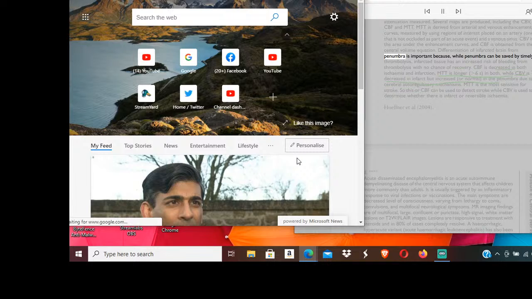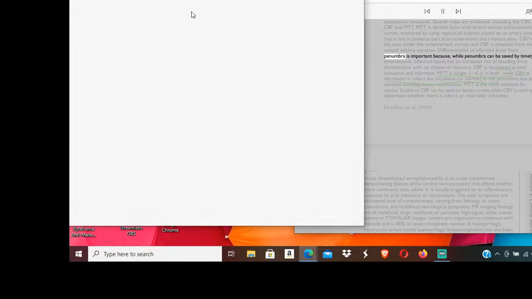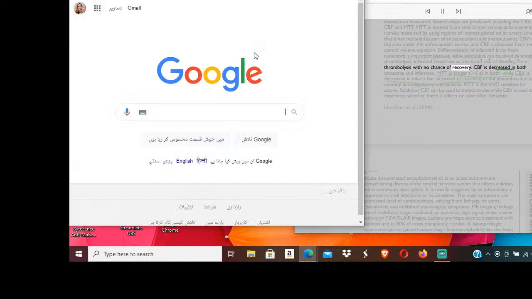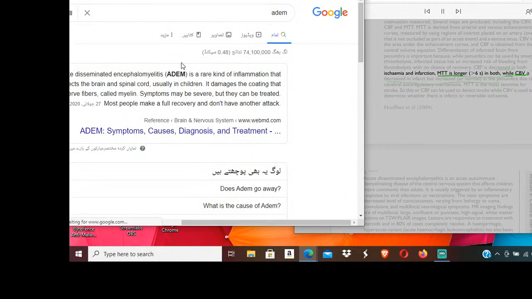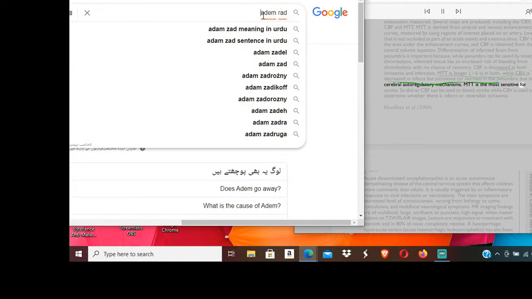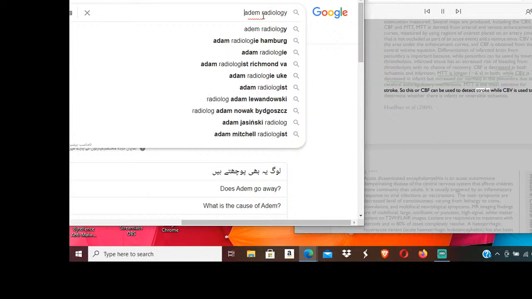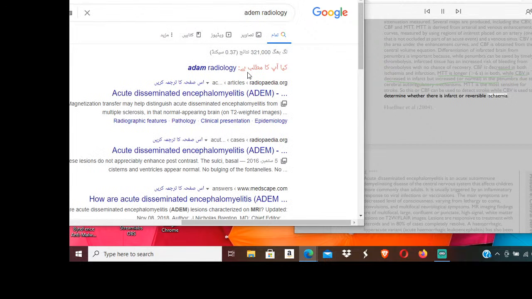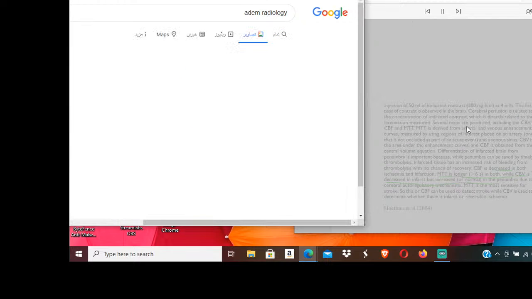Differentiation of infarcted brain from penumbra is important because, while penumbra can be saved by timely thrombolysis, infarcted tissue has an increased risk of bleeding from thrombolysis with no chance of recovery. CBF is decreased in both ischemia and infarction. MTT is longer (>0.6s) in both, while CBV is decreased in infarct but increased, or normal, in the penumbra due to cerebral autoregulatory mechanisms. MTT is the most sensitive for stroke. So this or CBF can be used to detect stroke, while CBV is used to determine whether there is infarct or reversible ischemia. Hofner et al. 2004. Module 6, Central Nervous System and Head.